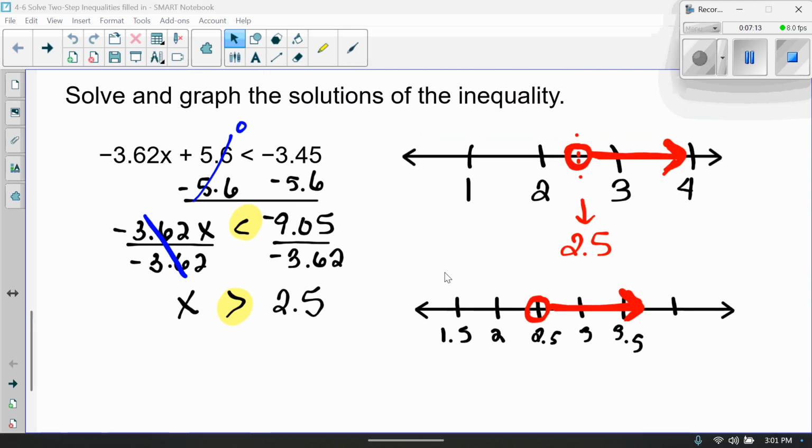Now, you might also see the graph with halves. Does everybody see that? So we've got the 2.5, and then over here that's 2, and then 1.5, and then 3, and then 3.5. So you can also see it like that, and then you graph your open circle on the 2.5, and then shade to the right.